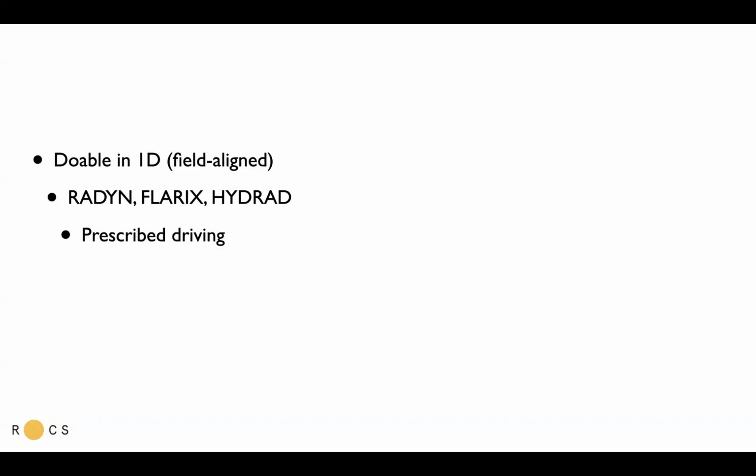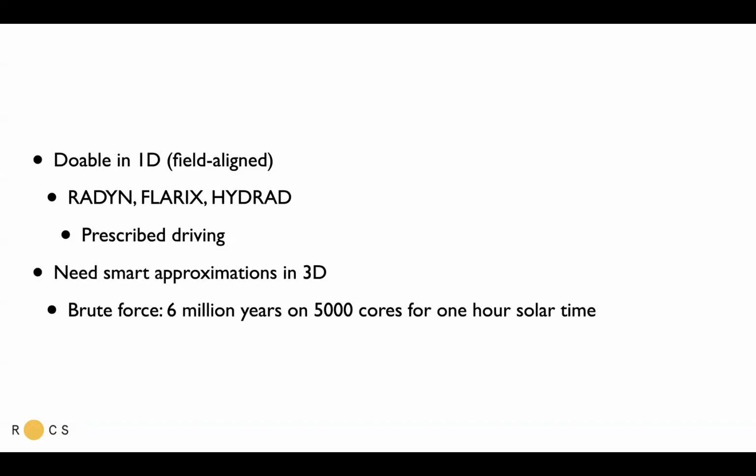What about then to do this in full 3D? Well, brute force, if we use the same methods as we have in Radyn and include all the elements, then it would take 6 million years on 5,000 cores for just 1 hour of solar time. So it's very clear that we cannot use the same methods. We cannot use brute force. So we need some smart approximations, and we need to go through and find out which processes we can neglect and how we can approximate some of these processes.